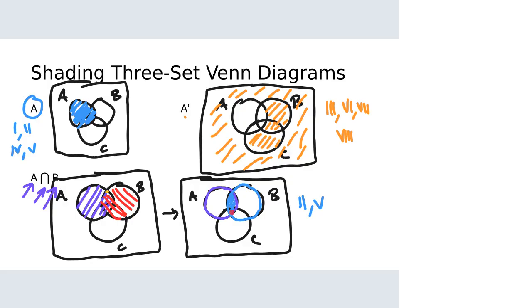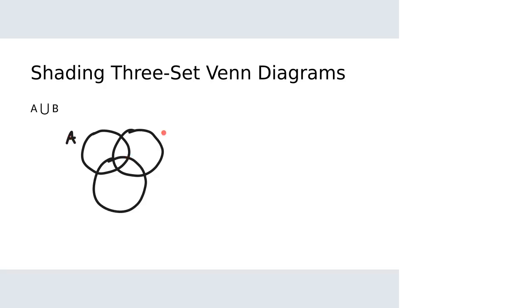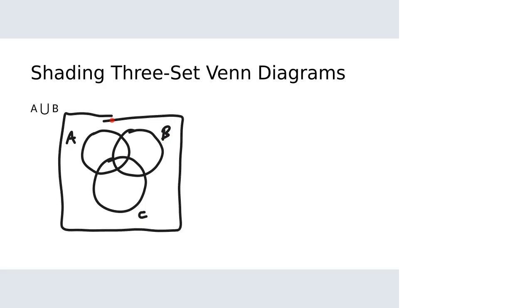Any questions on any of those three before I give you a chance to, oh, we might want to do one more example before I have you try one. Yeah, one more example before I have you try one. We're going to do A union B. Union is joined together. So with our three-circle diagram, we've got set A, set B, and set C. And we're going to shade A union B.